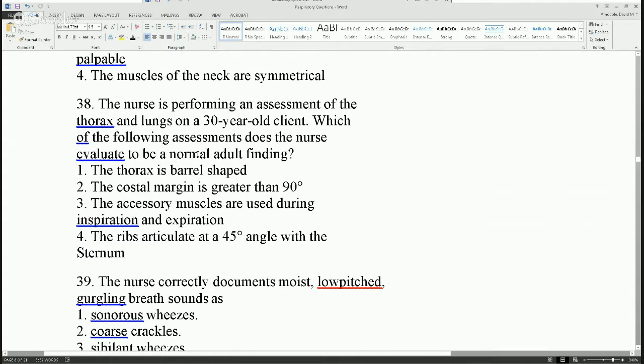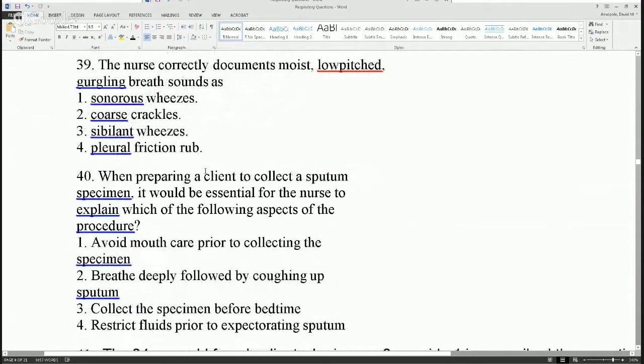Jeff. The nurse correctly documents moist, low-pitched gurgling breath sounds as... Holy cow. Well, let's say coarse crackles. You got it. That was a good guess on that one.